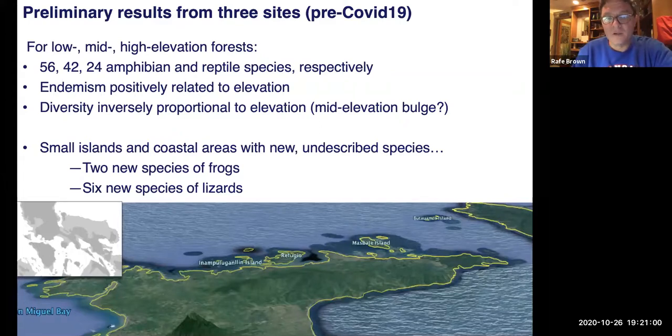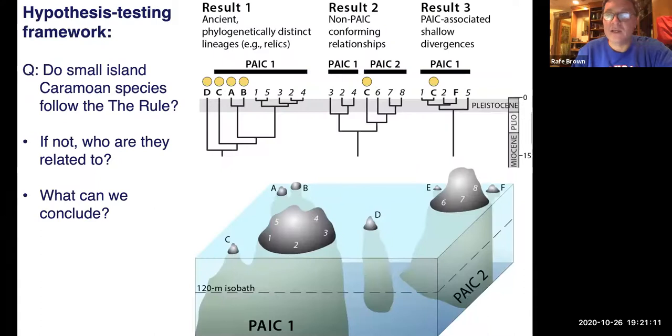A lot of them are heavily impacted and are now coconut plantations, but some of these places and other islands throughout the archipelago, we're starting to find this pattern that I'm about to show you over and over again, which is endemic species that come out in phylogenies where we wouldn't expect them.